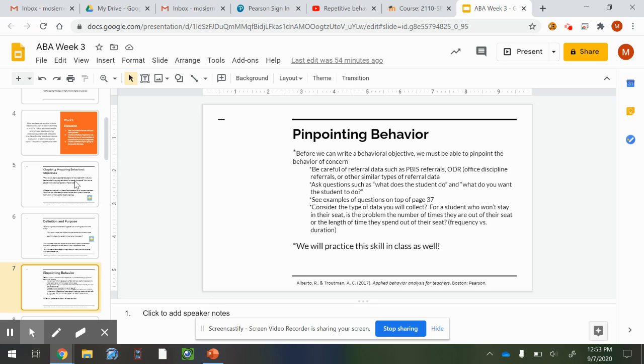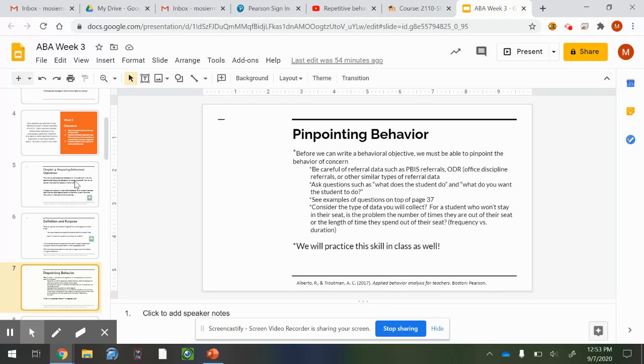Talking about pinpointing the behavior. Before we can write a behavioral objective, we must be able to pinpoint the behavior of concern. Be very careful, as most schools, we've talked about this, most schools utilize PBIS. Be very careful of that type of referral data.